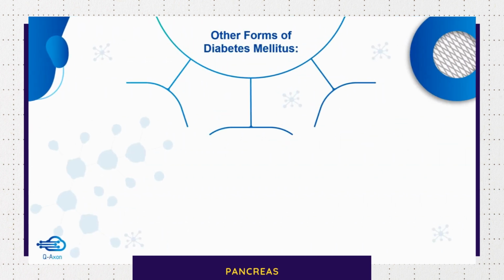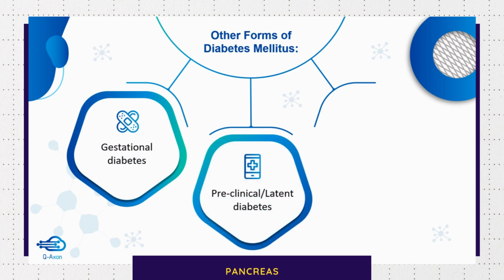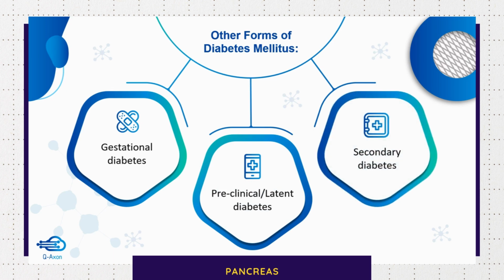Other forms of diabetes mellitus are gestational diabetes, which occurs during pregnancy, preclinical or latent diabetes, and secondary diabetes that can happen due to any injury or infection of the pancreas.